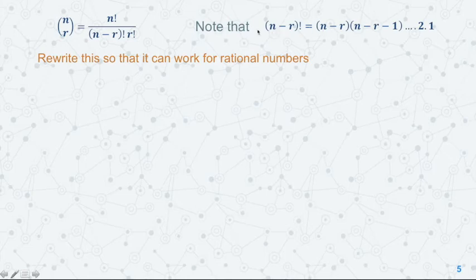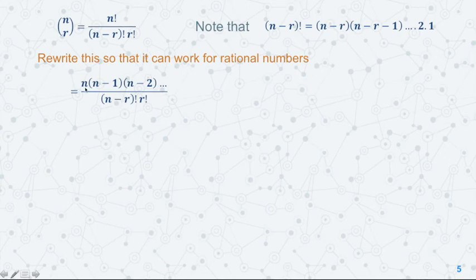Now, take note that (n minus r) factorial here, the one in the denominator, is equal to n minus r times n minus r minus 1, and then the next factor will be n minus r minus 1 minus 1. So you just have to keep on subtracting 1 until you reach 1. Okay, so that is the definition of (n minus r) factorial. That is basically from the definition of factorial. Okay, so let's expand this.